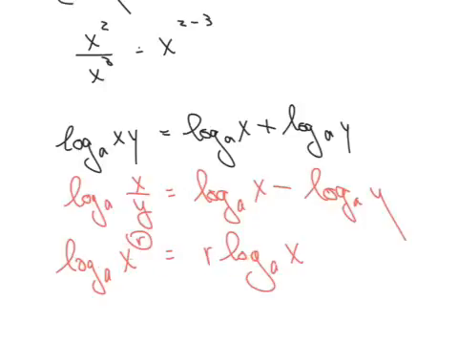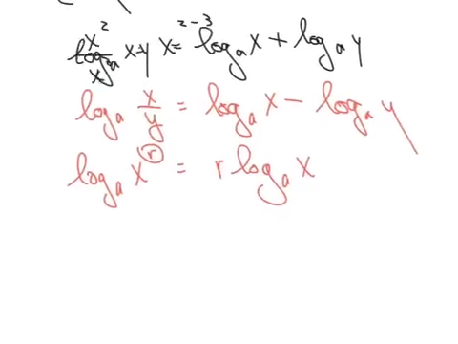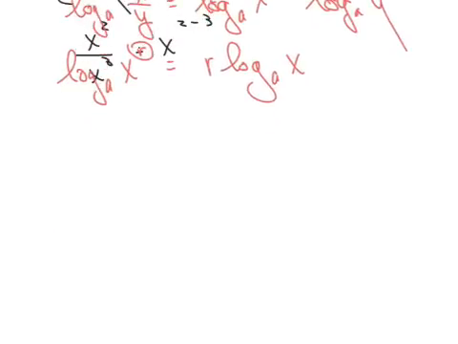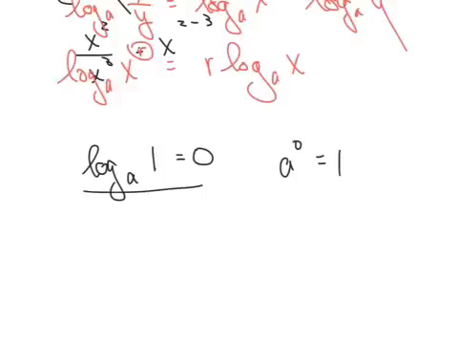Nothing really hard to learn there, but there is another additional property that you need to write down besides the product, quotient, and power, and that is log with a base a of 1 equals 0. Now let's change that to exponential form. That would be a to the 0 power equals 1. And you know that's a true statement.